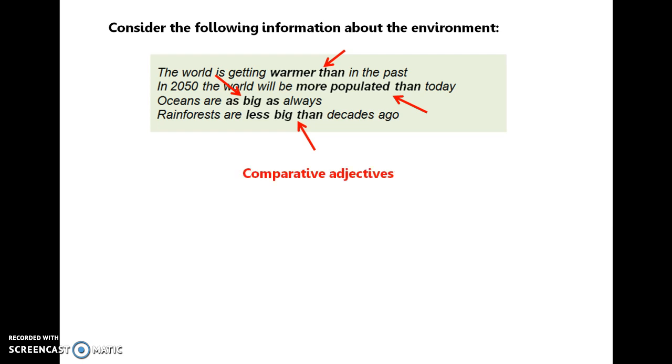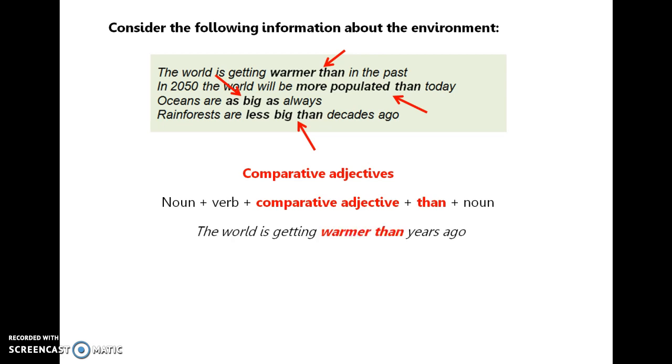Comparative adjectives compare differences between two entities. They have a fixed pattern: noun, verb, the comparative adjective, than, and noun. For example, the world is getting warmer than years ago. This expresses superiority. But there are three types of comparison: inferiority, equality, and superiority.